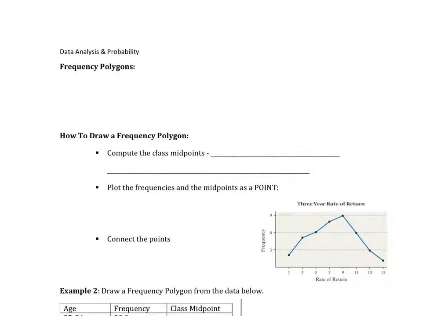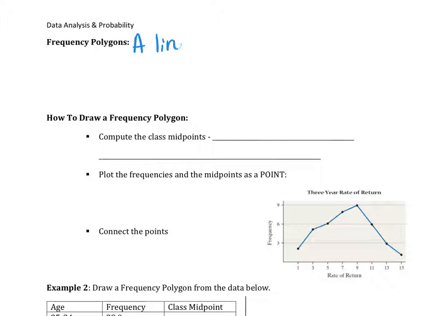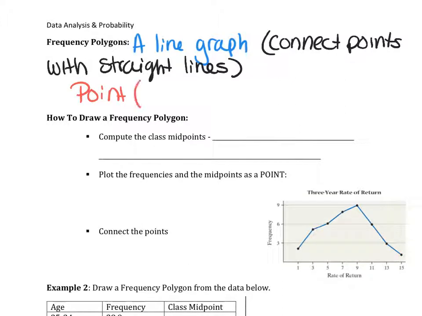Okay, so then the next thing is a frequency polygon. This is a line graph. A line graph means you connect your points with straight lines. And these points that we use for the frequency polygon, the x value of the point is what's called the class midpoint, which we'll talk about in a minute. That's your x value. And the y value is your frequency, or relative frequency if we're doing a relative frequency polygon.